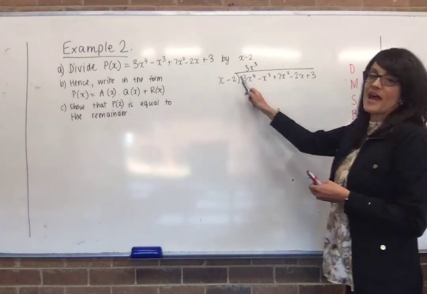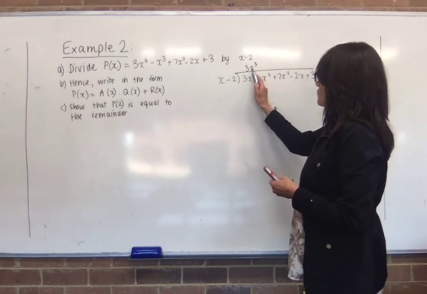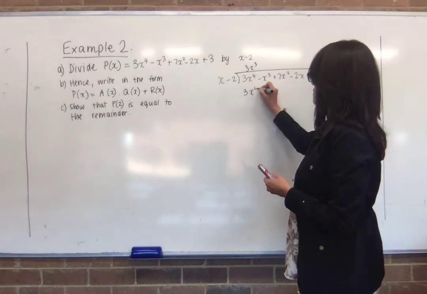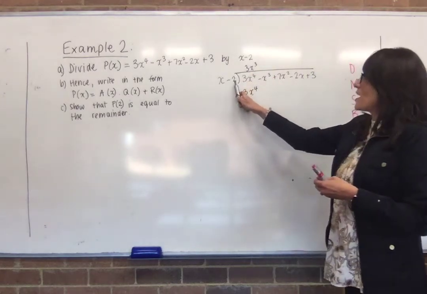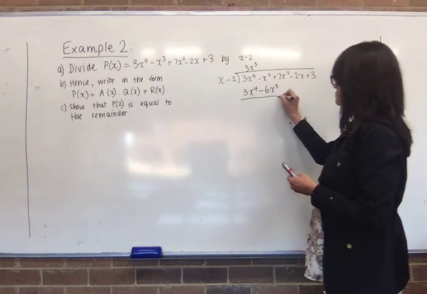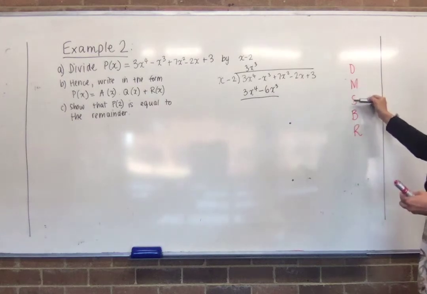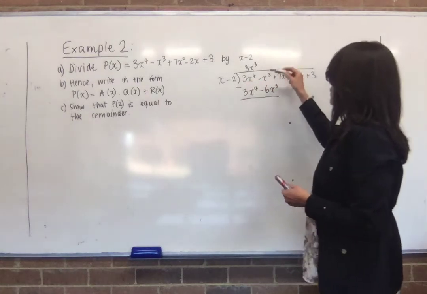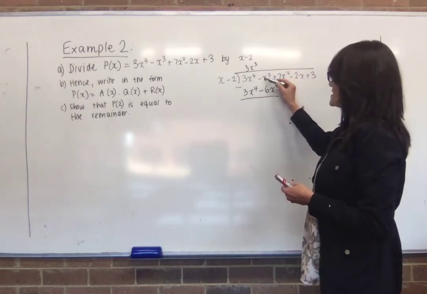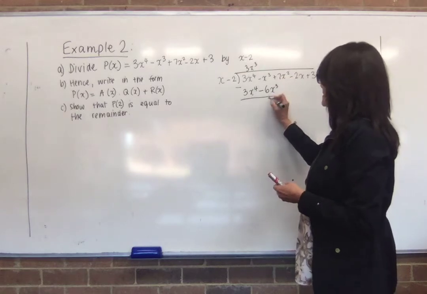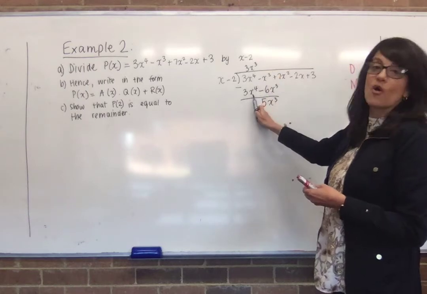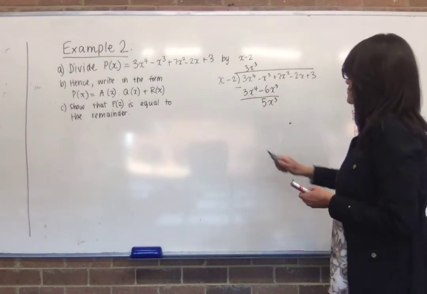So we've divided, now we multiply. We're going to multiply 3x cubed by x, which is 3x to the power of 4, and then by negative 2, so we end up with negative 6x cubed. We've multiplied, now let's subtract. Negative x cubed minus negative 6 is the same as negative x cubed plus 6. So that's going to give us 5x cubed, and 3x to the power of 4 minus 3x to the power of 4 gives us a result of 0.